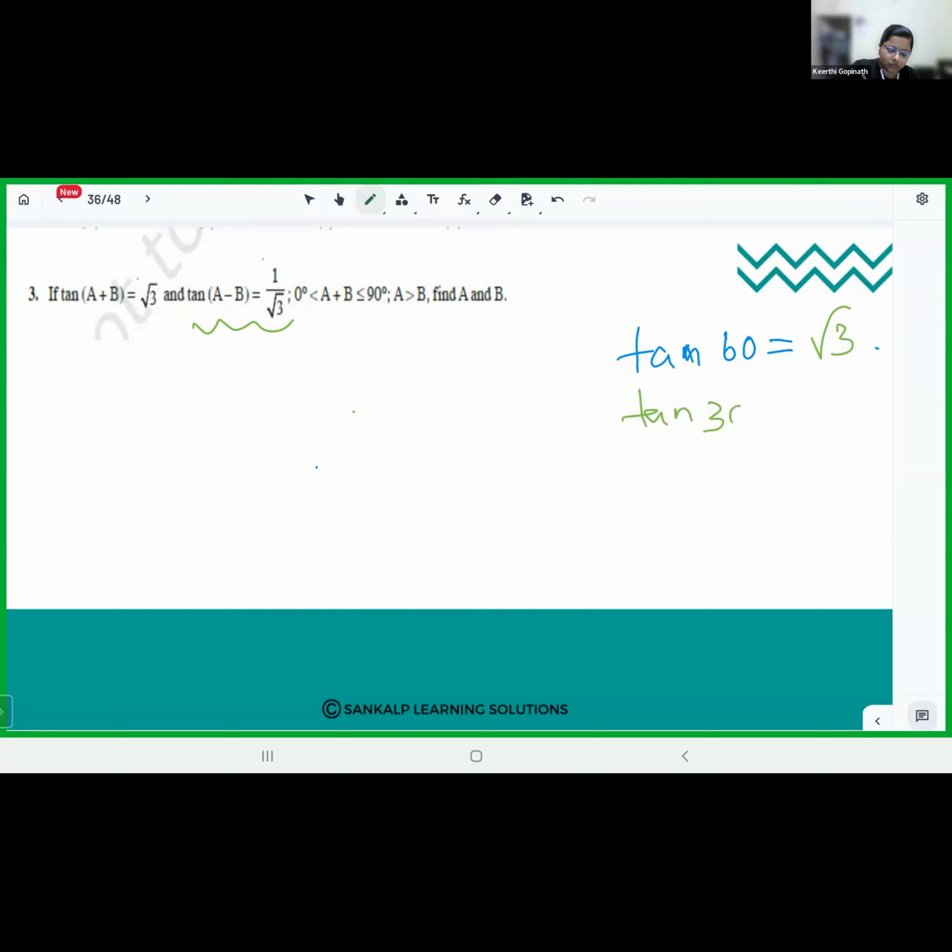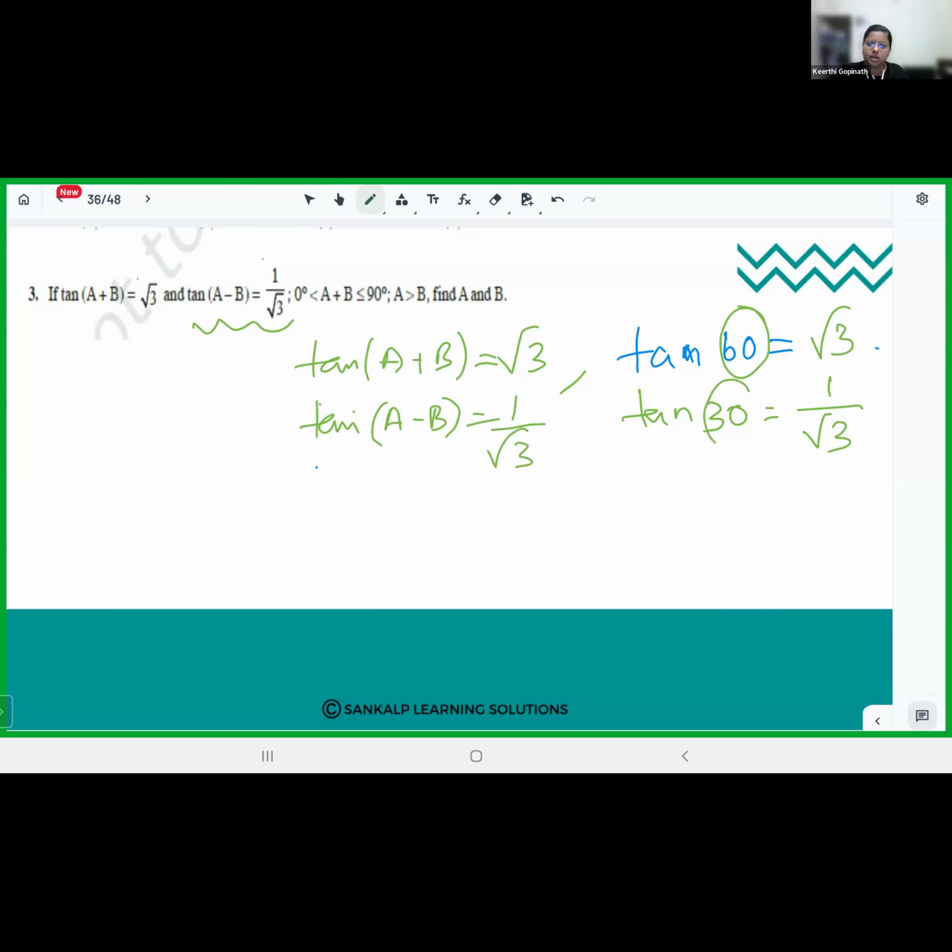Tan 30 is equal to 1 by root 3, which means here tan of A plus B is equal to root 3. It is given. So we think which angle value of tan will give you root 3. That is, we obtained it as 60 degree. Then they have given us tan of A minus B is equal to 1 by root 3. Now you think which angle value of tan will give you 1 by root 3. It is nothing but 30. Tan 30 is equal to 1 by root 3.